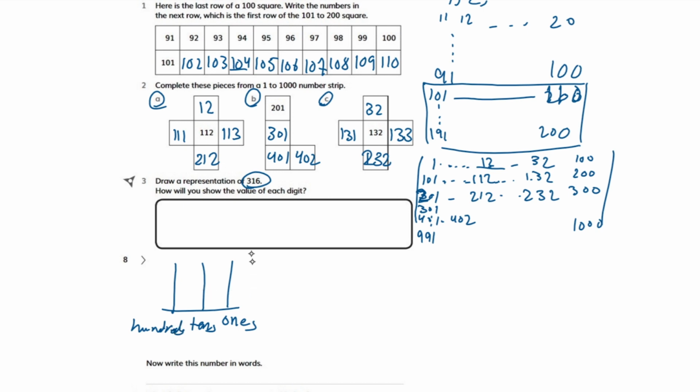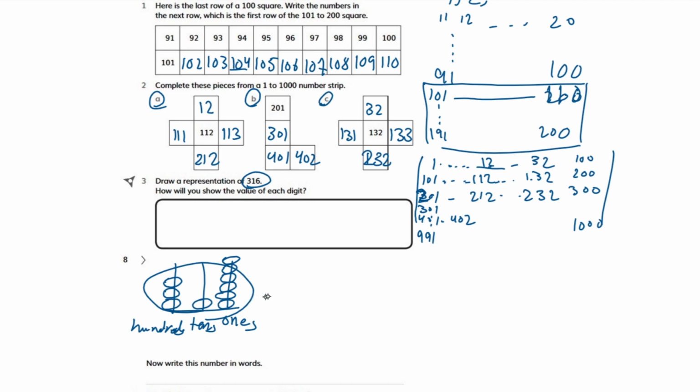Okay, let's start with the ones. What number do we have in the ones place? We have 6. So we can draw 6 beads here: 1, 2, 3, 4, 5, and 6. What number do we have in the tens place? We have 1. So we have to draw 1 bead over here. In the hundreds place, we have 3. So we can draw 3 beads over here, which shows 316. This is called an abacus.